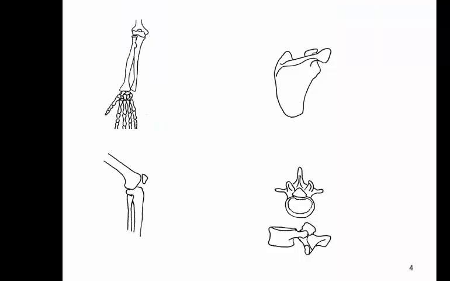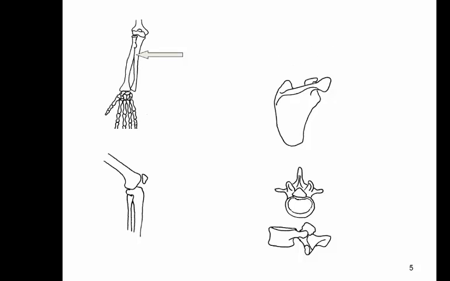There are four principal types or classifications of bones based on their shape. The first that we're going to look at is the long bone, for example, the ulna located in the forearm. A long bone is defined as a bone that has a greater length compared to width.